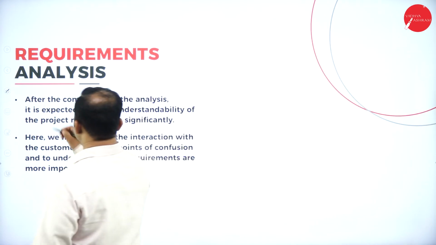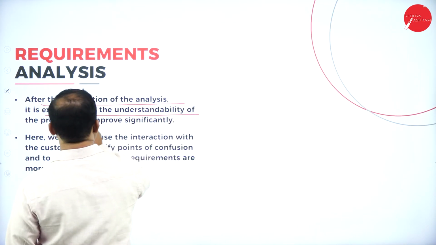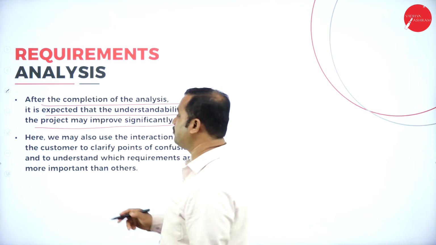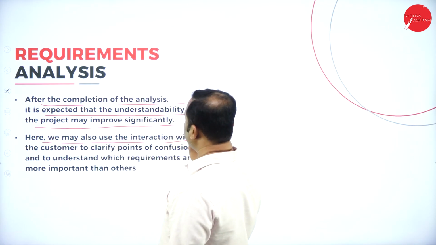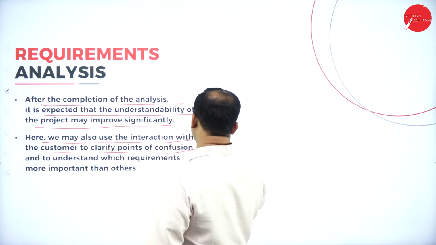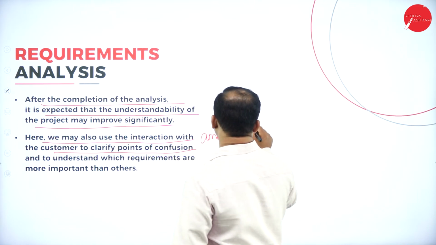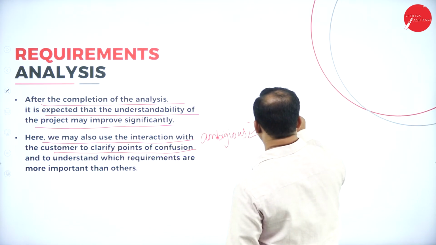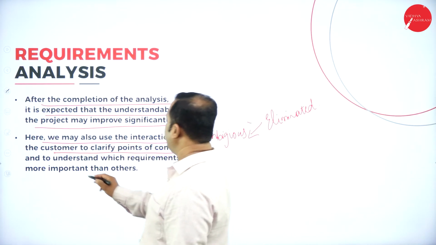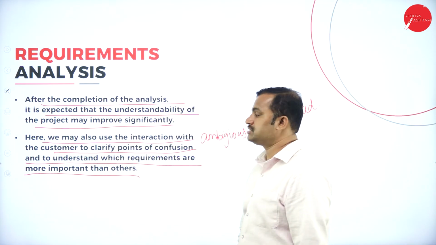Then, after the completion of the analysis, it is expected that the understandability of the project may improve significantly, which is very, very important. Here we may also use interaction with the customer to clarify points of confusion, that is, anything ambiguous. This ambiguous property must be eliminated, and we must understand which requirements are more important than others.